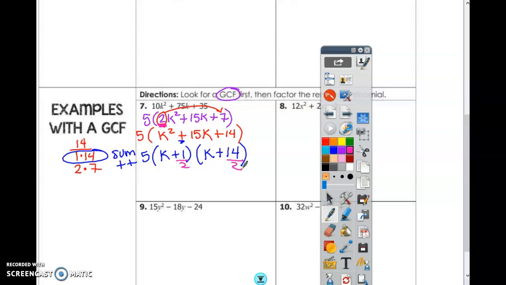We're doing the same thing, except now I have a 5 outside, right? So this 2 goes up in the front because it won't reduce anymore. And then this one becomes 7. 14 divided by 2 is 7. So this is what the answer looks like. Pay attention. The 5 is in the front. This 2 goes to the front, so that's 2k plus 1. And then this becomes 7. 14 divided by 2 is 7, so that's k plus 7. Done.